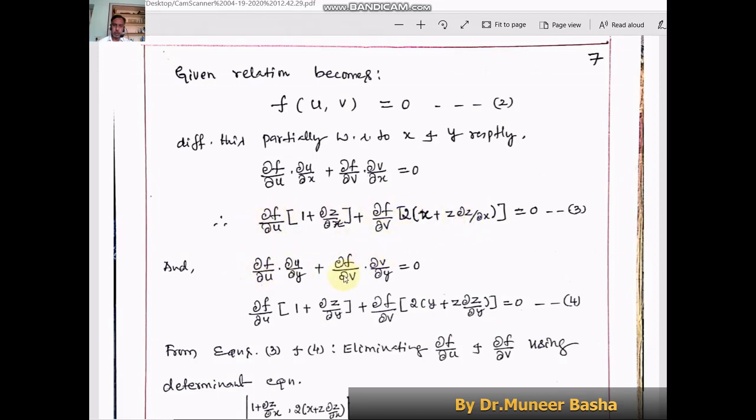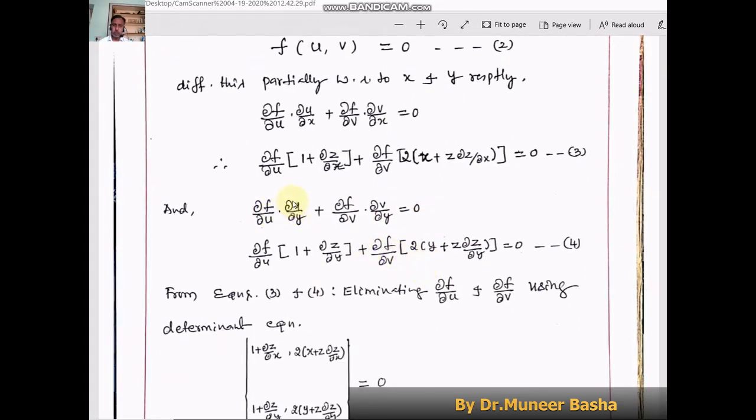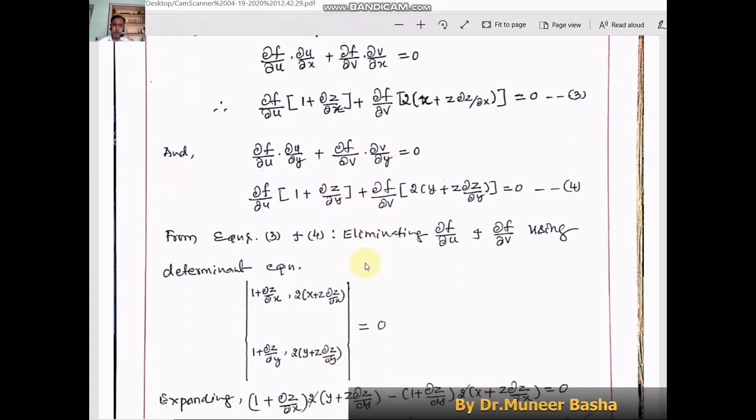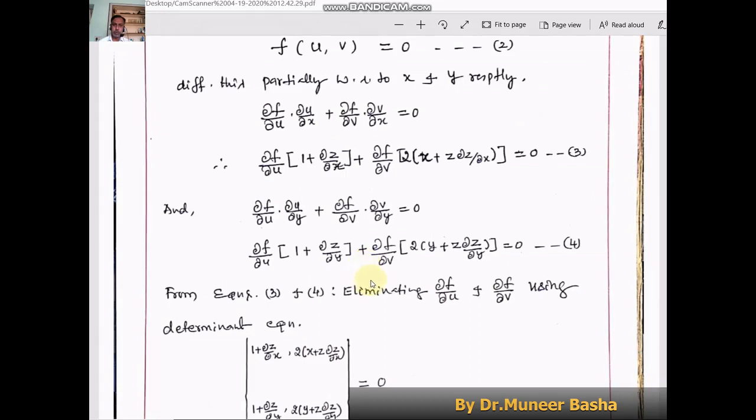Now similarly with respect to y, this equation can be differentiated with respect to y: dou f by dou u into dou u by dou y plus dou f by dou v into dou v by dou y is equal to 0. Again substitute the dou u by dou y value here and the dou v by dou y value here. Simplify. Then you will get two different equations, one is equation number 3 and another is equation number 4.